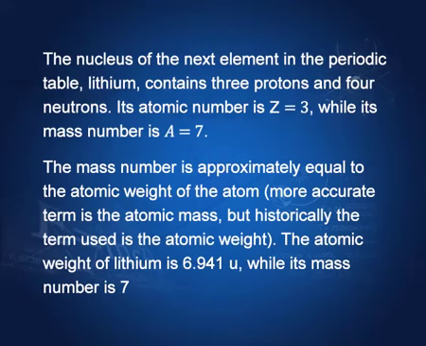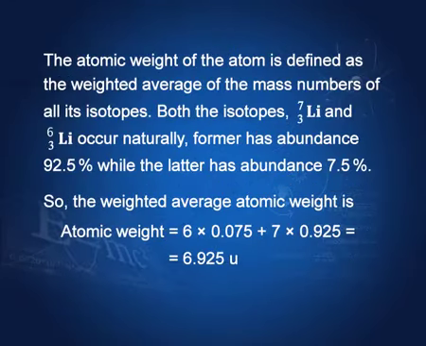U is the international atomic unit. The atomic weight of an atom is defined as the weighted average of the mass number of all its isotopes. Both the isotopes lithium 7 and lithium 6 occur naturally. The former, that is lithium 7, has an abundance of 92.5%, while the latter, that is lithium 6, has an abundance of 7.5%. Now, if you average them, the atomic weight becomes 6 into 0.075 plus 7 into 0.925.